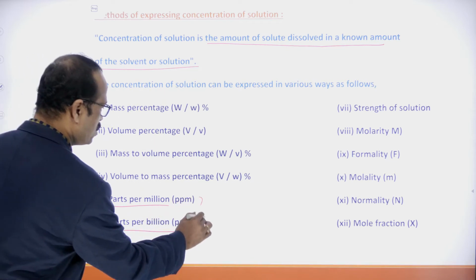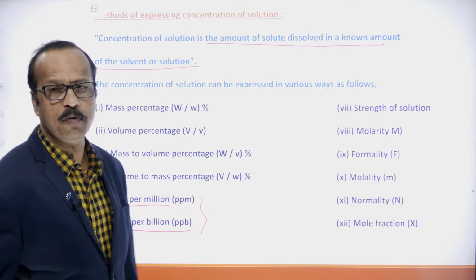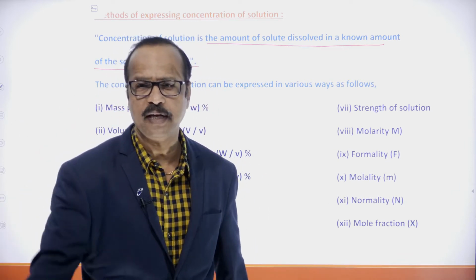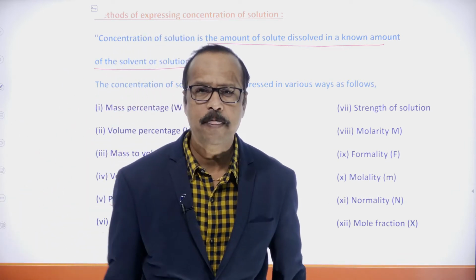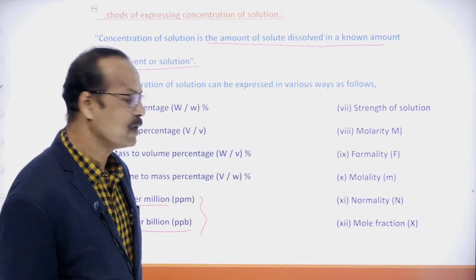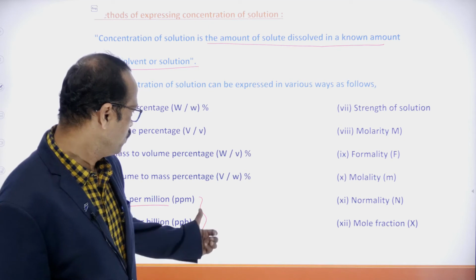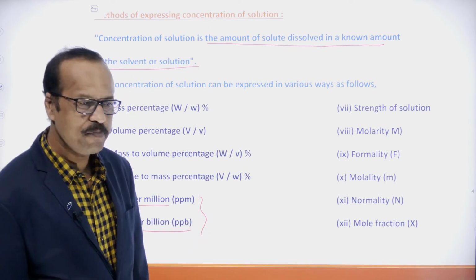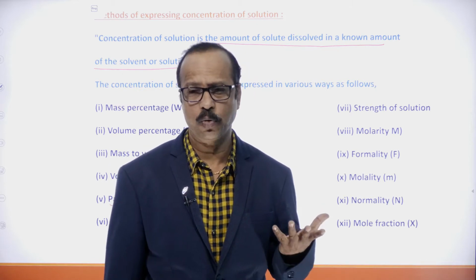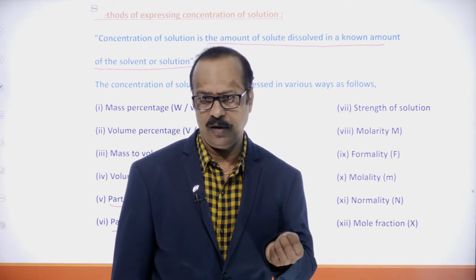So here these two are used in rare cases, means what? If the amount of solute is very less, comparatively negligible compared to the amount of solution, then we can use this parts per million and parts per billion, right? And mostly, ppm is generally used to express the quality of air in the atmosphere.